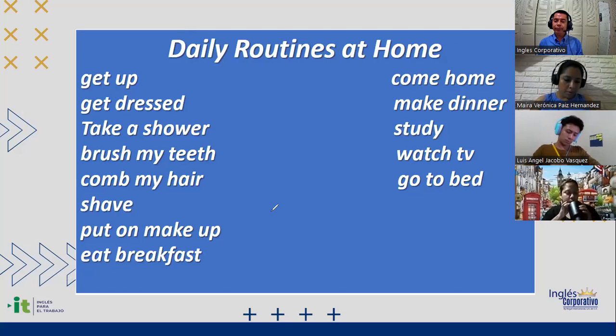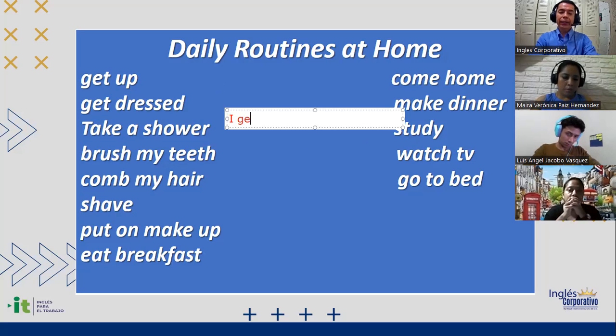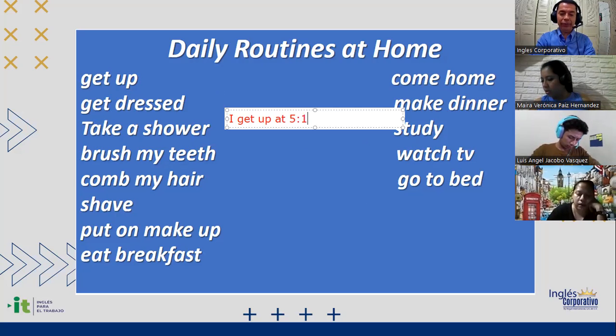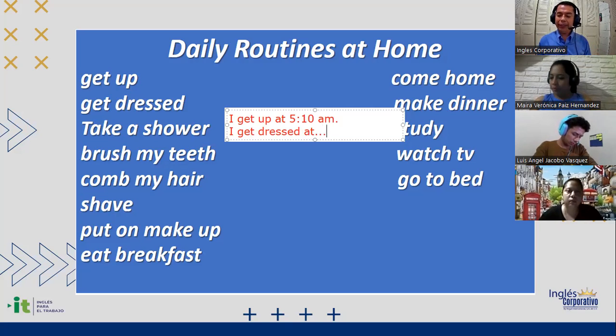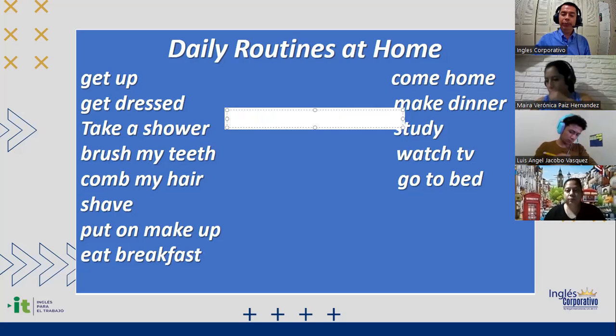Okay, ready? Now we're going to make sentences in the simple present, right? For example, number one, you say, I get up at 5:10, for example. 5:10 a.m. Okay? I get dressed at, etc., right? Understand? Good. One volunteer, please. One volunteer.